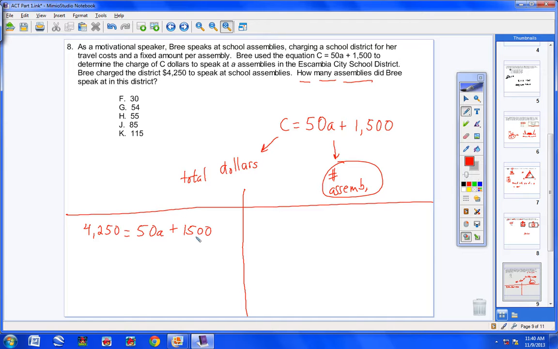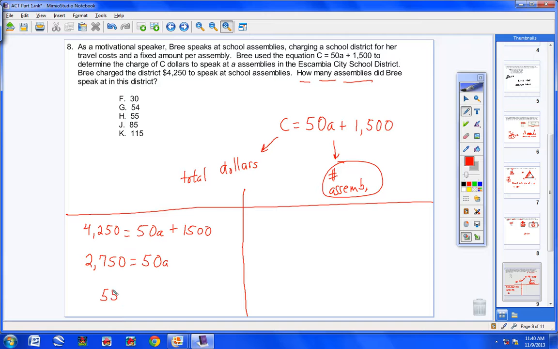So let's bring the 1,500 over and make it negative. And when you do that, what would you get? I think you get 2,750. I'm trying to do that in my head, which is kind of scary. I think that's right. So we're going to bring the 1,500 over and make it negative, and then we're going to divide both sides by 50. So I think we would get 55.